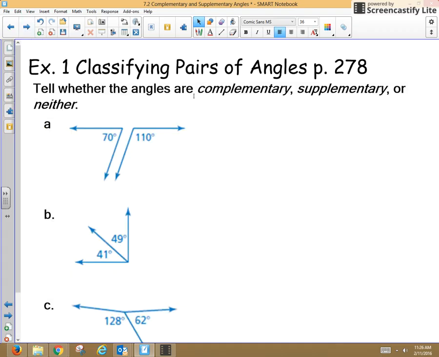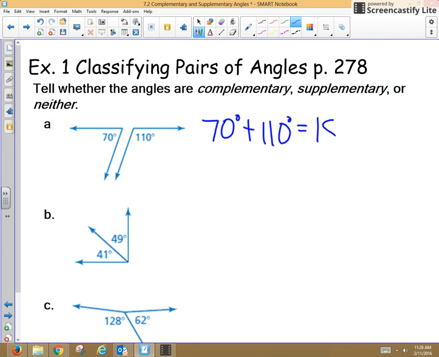Example 1 is classifying pairs of angles on page 278. We need to tell whether the angles are complementary, supplementary, or neither. So to find out, we have to add the angles together. So here I have a 70-degree angle plus a 110-degree angle. When I add up the sum, it equals 180 degrees. So here it is supplementary, since the sum is 180.